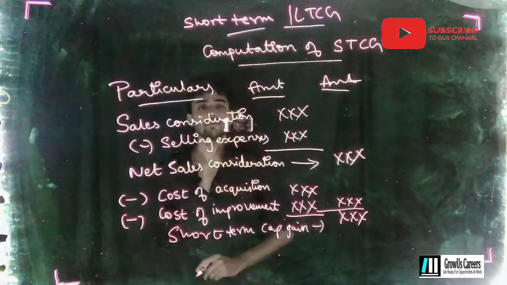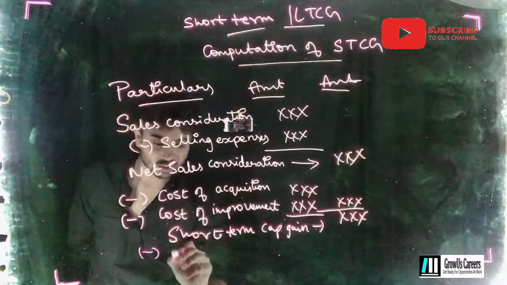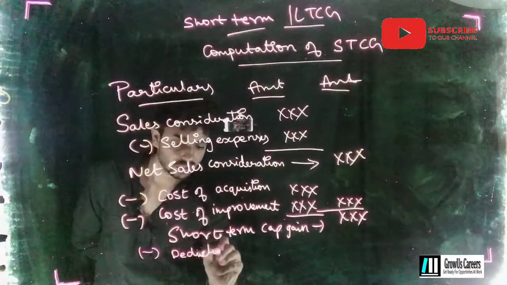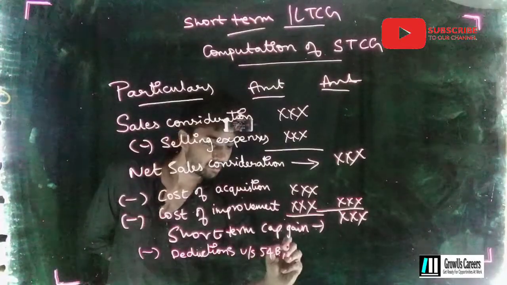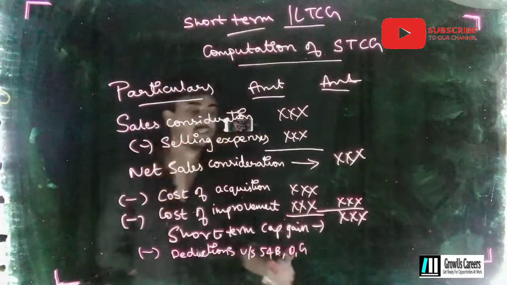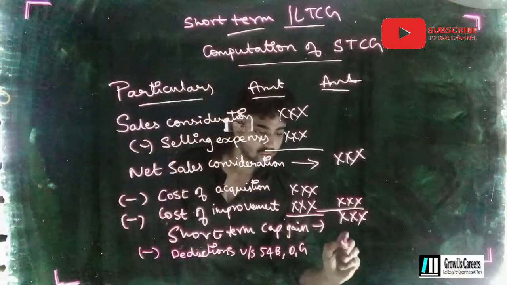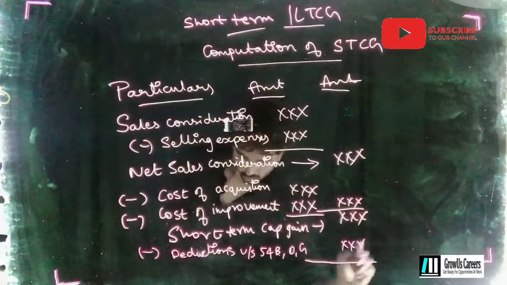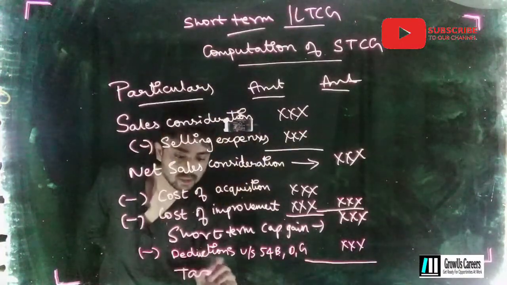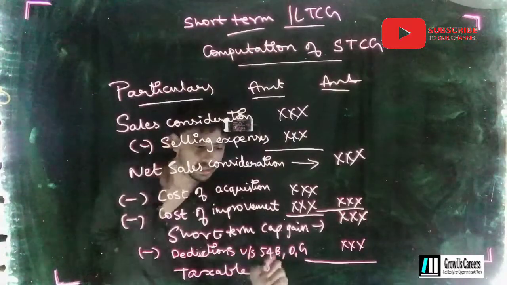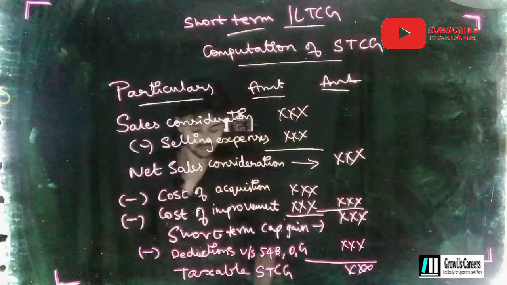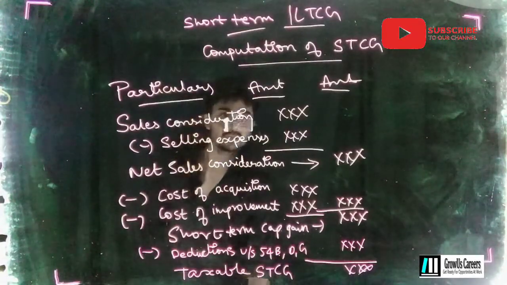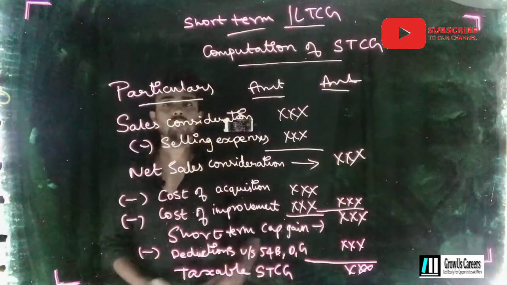right? So minus, we have some deductions under section 54B, 54D, 54G, which I will tell you later in the problem. So we have to deduct this. So we get taxable short-term capital gain. This is the pro forma for short-term capital gain. Explain you one more time.